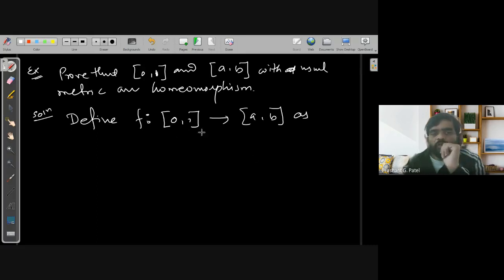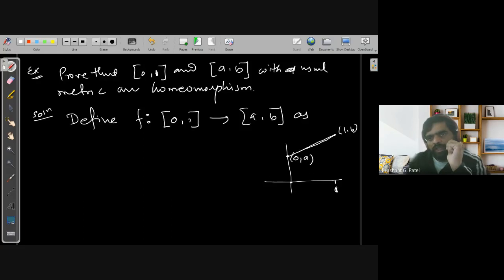Ultimately, suppose these are the two points you require. That means your 0 is mapped to a and your 1 is mapped to b. The easiest map you can find is a straight line joining those two points. Suppose this is 0, and this is the point (0, a), another point is 1, and the point (1, b) is here. You can have a straight line joining these two. That is the function you can define.